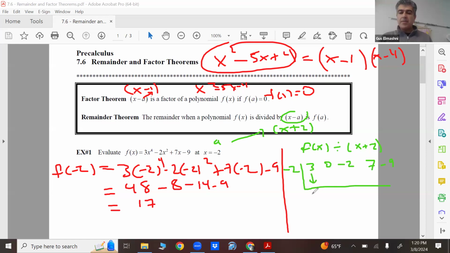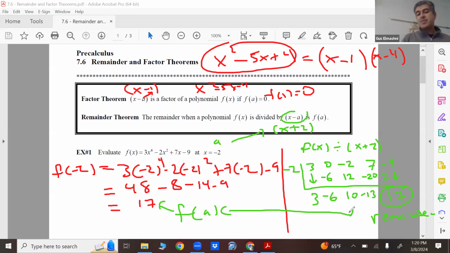Okay, you bring the 3 down. What happens when you multiply -2 and 3? What do you get? Bring in the -6 and you multiply these two, what do you get? 12. Add these two, you get 10. Keep going. -20. -13. 26. And if you do -9 plus 26, you do get 17. So that's the remainder, right? And right here is f of a.